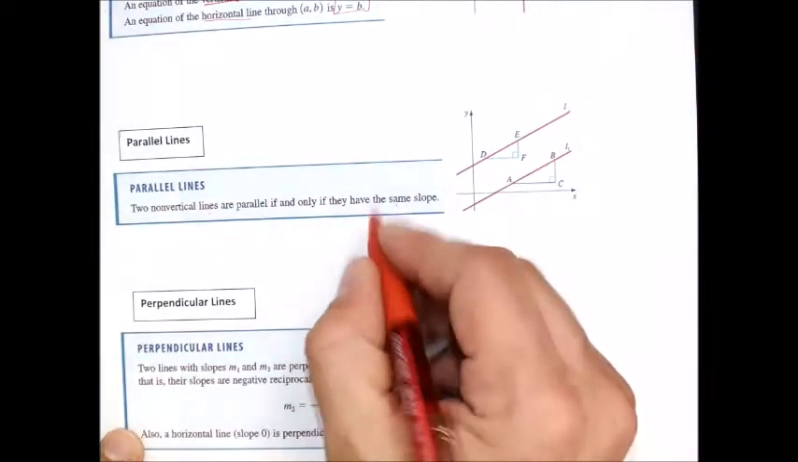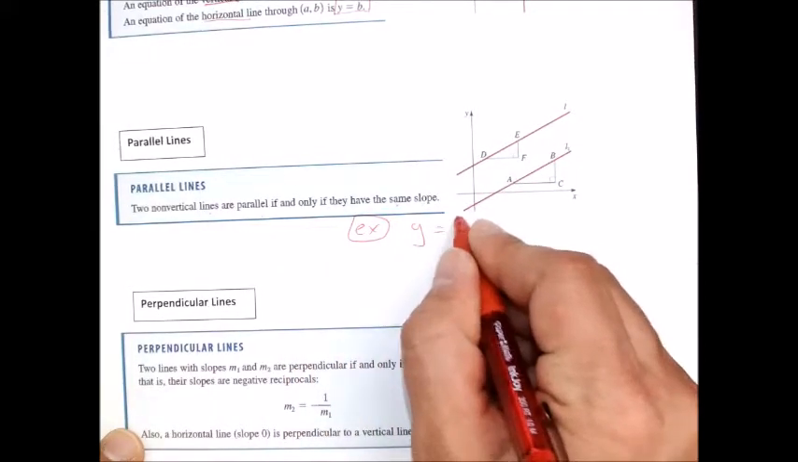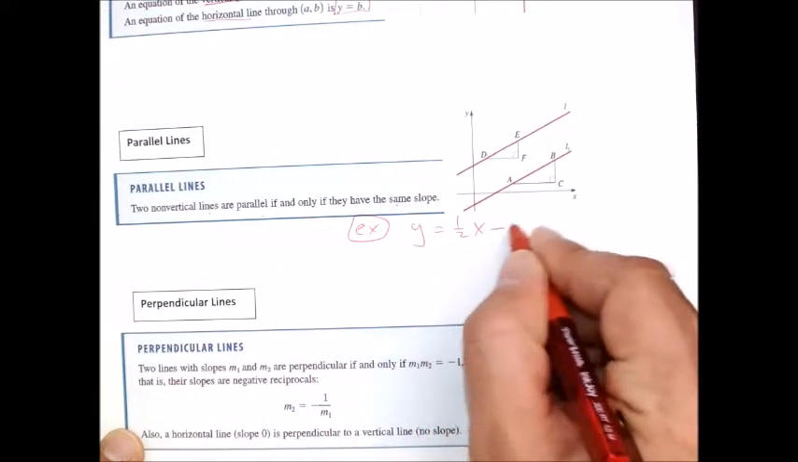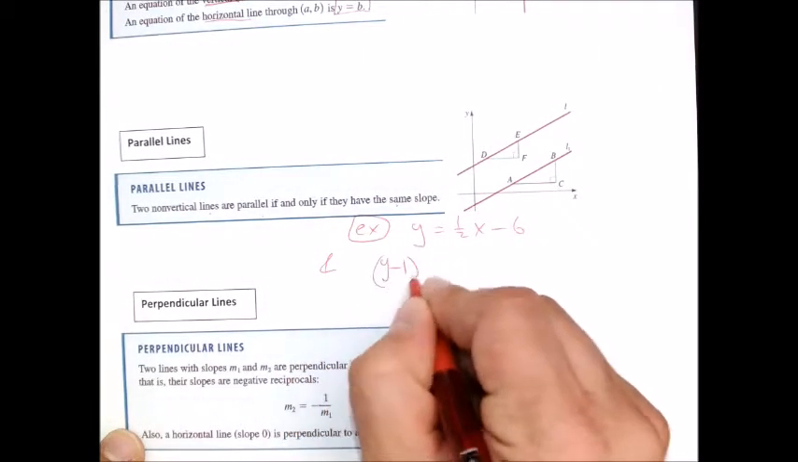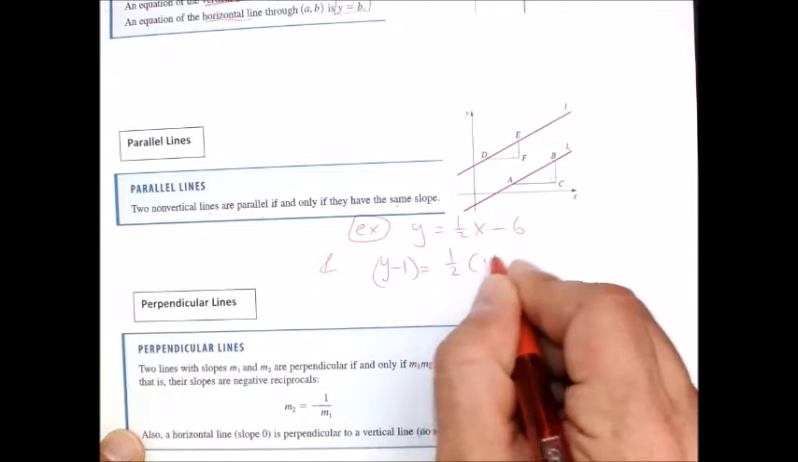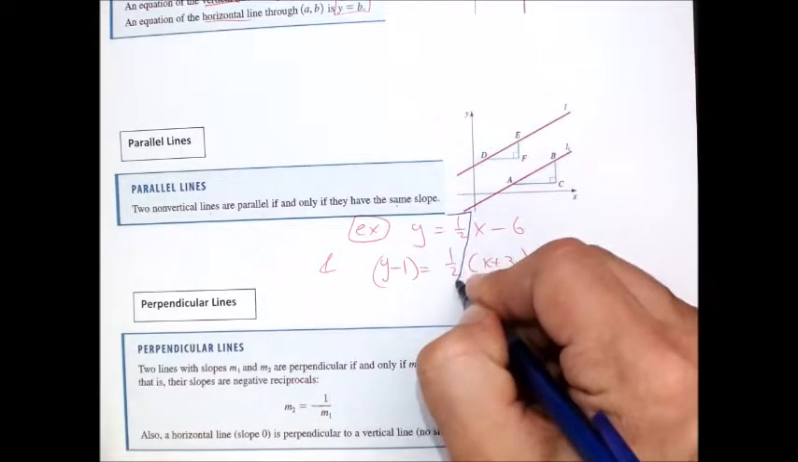And so for example, these two lines have the same slope. y equals 1/2 x minus 6, and y minus 1 equals 1/2 x plus 3. So one I wrote in point-slope form, and the other one I wrote in slope-intercept form. But regardless, we see that they have the same slope.